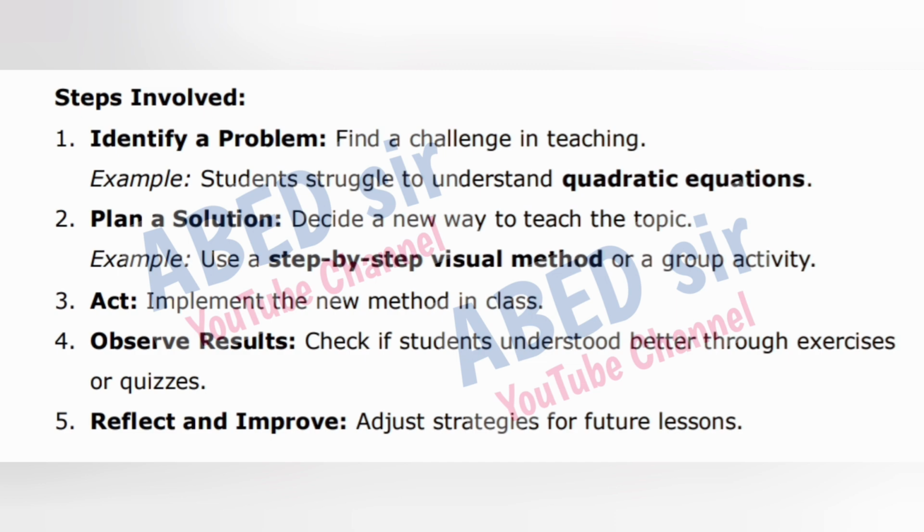2. Plan a solution, decide a new way to teach the topic. Example, use a step-by-step visual method or a group activity. 3. Act, implement the new method in class. 4. Observe results. Check if students understood better through exercises or quizzes. 5. Reflect and improve, adjust strategies for future lessons.